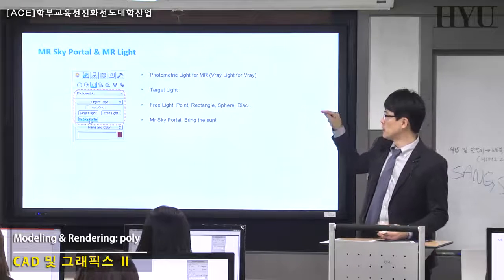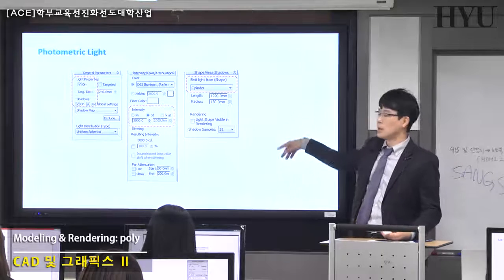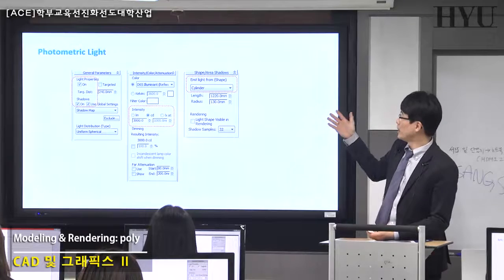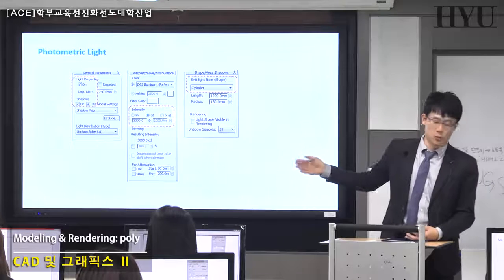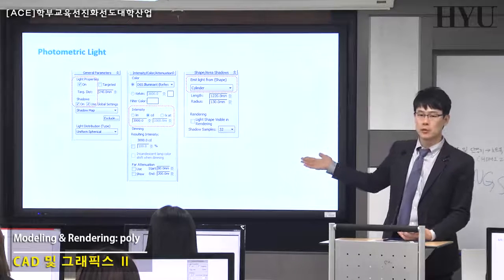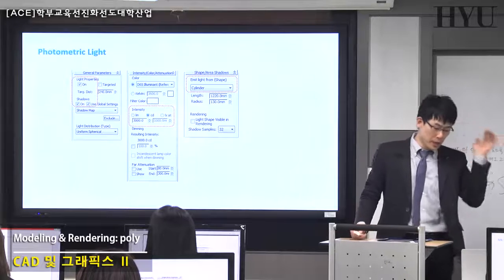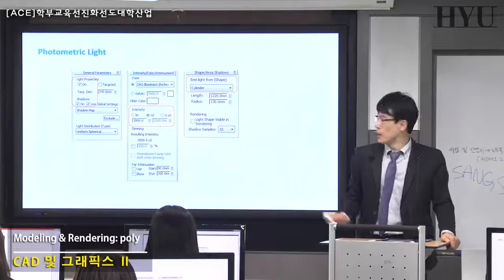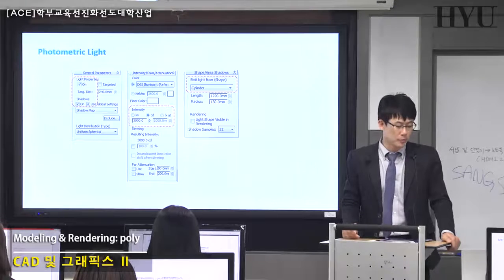Very simple, but if you click free light, you may find a very complicated interface, but I simply put an emphasis on those major important things. First one, light properties: on and off, its intensity and its shape, emit light from shape, okay?